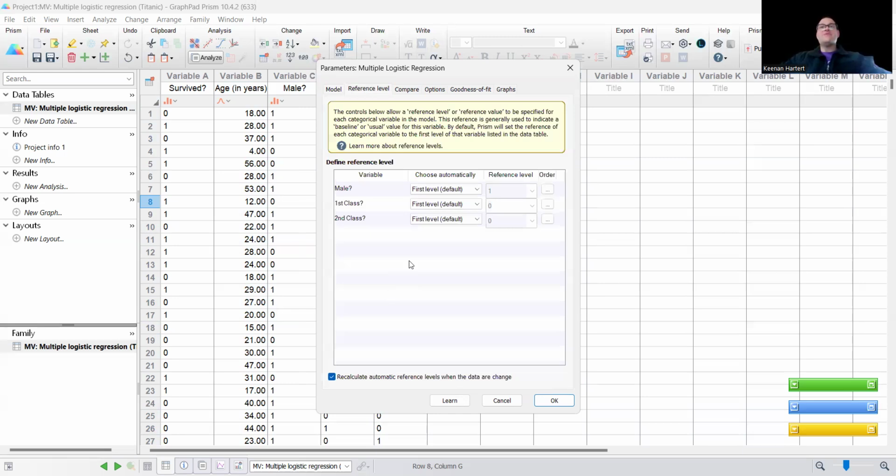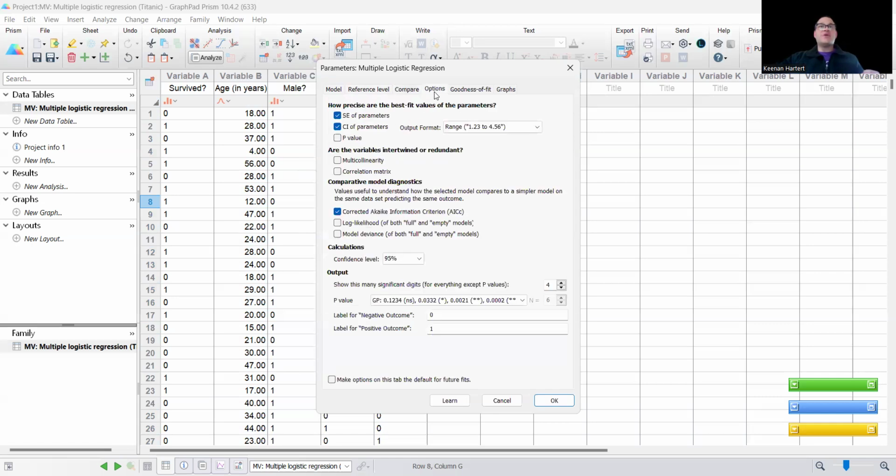For the reference level for each one, let's decide. I'm going to keep the reference level as male, yes, because you're going to see I don't think that works out very well. For first class, I want to say the reference is yes, you were first class. And for second class, I also want to say we'll call that a yes, that you were second class. This is mainly just going to help us when we spit out the numbers, so it's a little easier to follow.